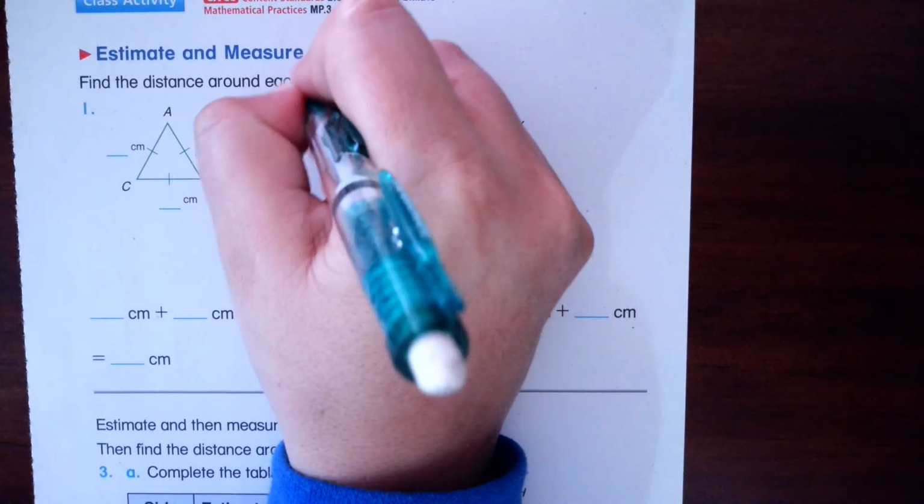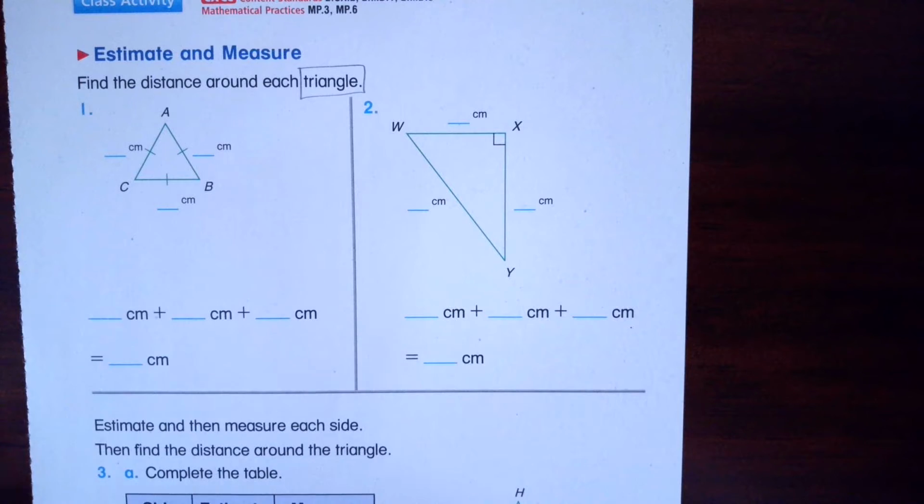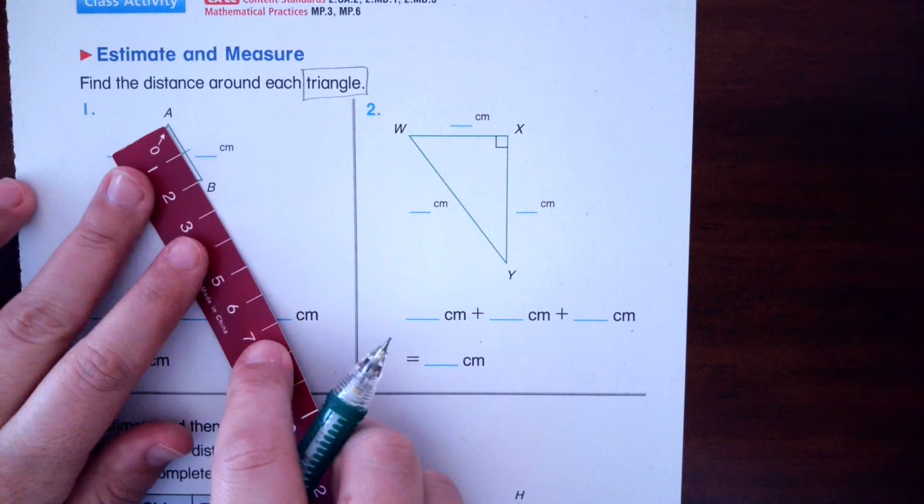So here we see the word triangle. We know all these are going to be those three-sided shapes, but they all could have different side lengths. So let's go ahead and get started.